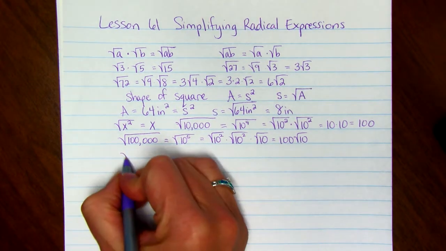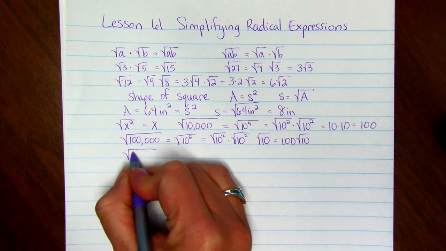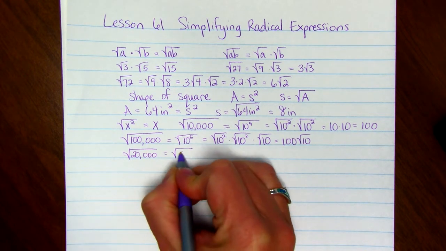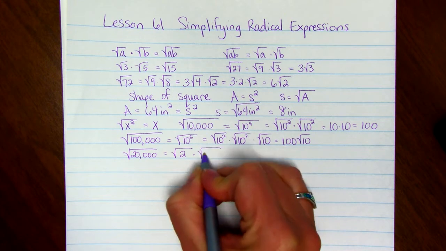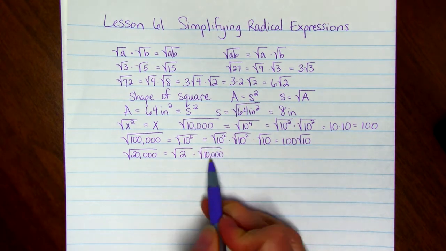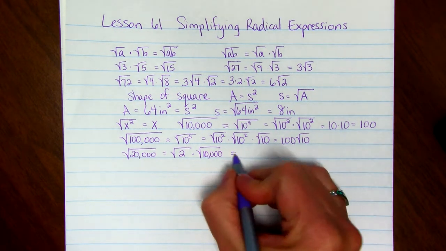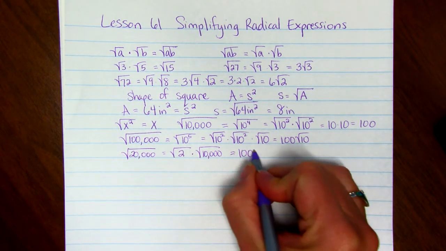It's kind of cool. So if you have the square root of 20,000, you can think of that as the square root of 2 times the square root of 10,000. Up above, we figured out the square root of 10,000 is 100, so we have 100 times the square root of 2.